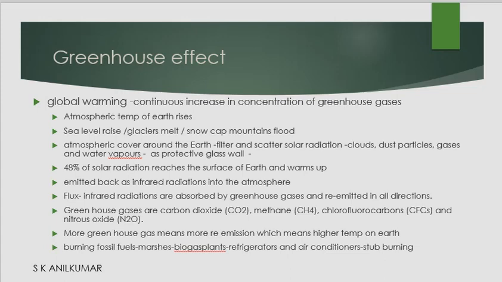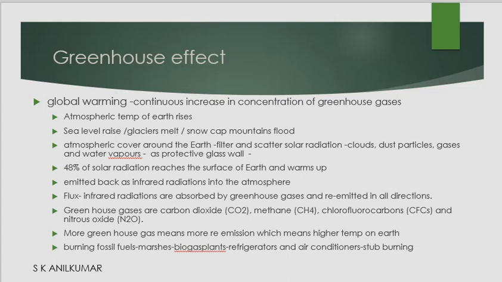What actually is happening? Atmosphere is a cover. This atmosphere, the mixture of gases, filters and scatters the solar radiation. Solar radiation is the radiation from the sun. How does it do it? Because the atmosphere has clouds, that is water vapor, it has dust particles, that is solid particles, it has gases, it has so many things. So atmosphere is a mixture. So this scatters and filters the radiation from the sun.